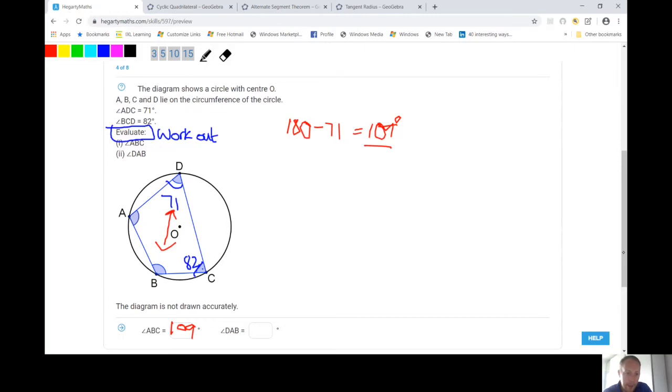DAB. So that one's 82. Opposite angles add up to 180 degrees. So second one would be 180 minus 82. So if I take off 80, I get to 100. Take off 2 more, I get to 98. So my 2 answers are 109 and 98. Let's try the next one.